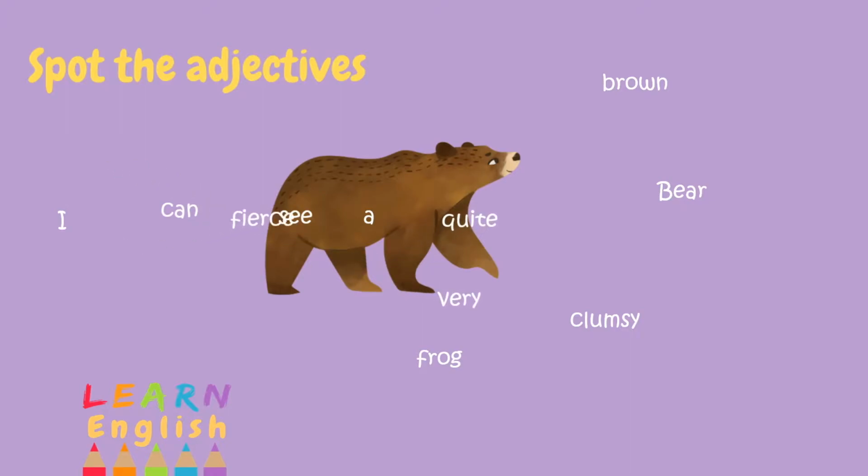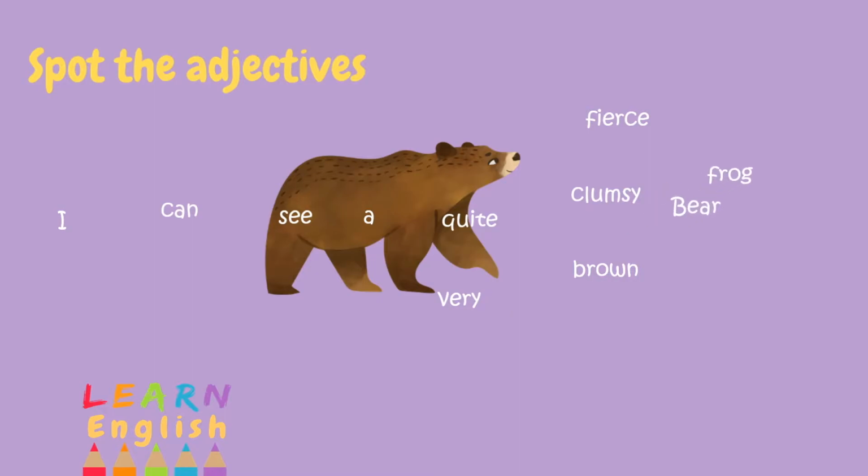As you can see, there are a number of sentences you could have made. You would need to start with the pronoun I to make your sentence. Then, you have the modal verb can and the verb see. The word a is what we call the indefinite article, and this can be followed by one of our adverbs, quite or very. Then you have your famous adjectives, fierce, clumsy, or brown. And last of all, there were two nouns, which are words for people, places, or things on the screen, bear and frog.